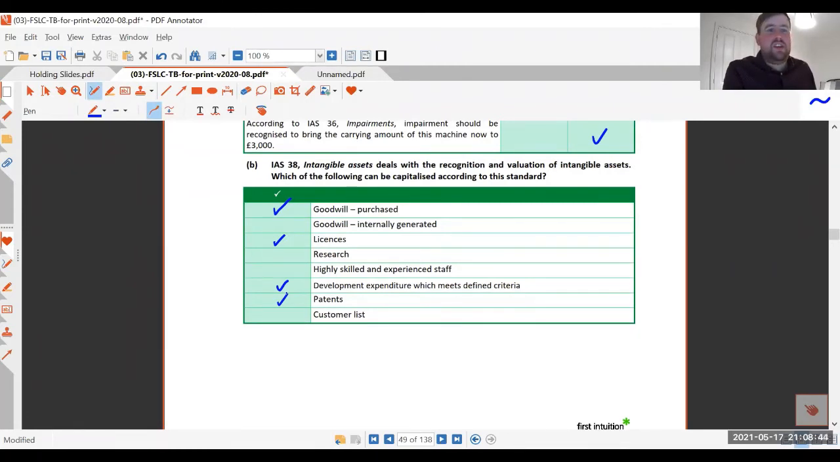You're all right to say research is a no-go. We've done quite a lot of detail on R&D already, so I won't go into too much more on that. Staff doesn't really count because, well, I'll leave it to you guys. Why are we not counting staff here? They're highly skilled and experienced, so it's going to be useful to you as a business.